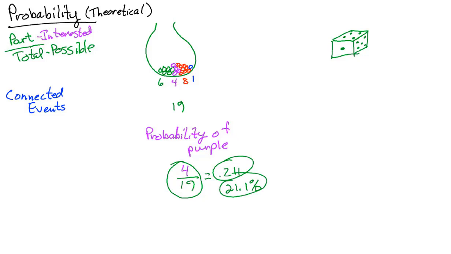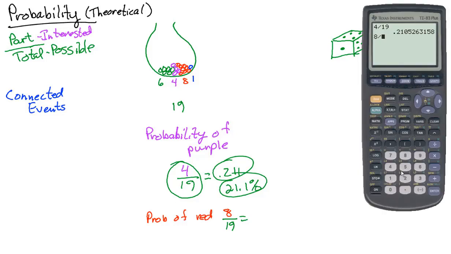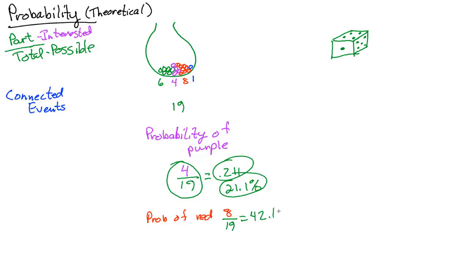All right, let's find the probability of red. What is the probability of drawing a red instead? Well, there are 8 in the part that we're interested in, and the total is 19. So part out of total will give us a probability. There's an 8 out of 19 chance. Plug it into our handy dandy calculator: 8 divided by 19, and we get 42.1%, or you could write it as 0.421.